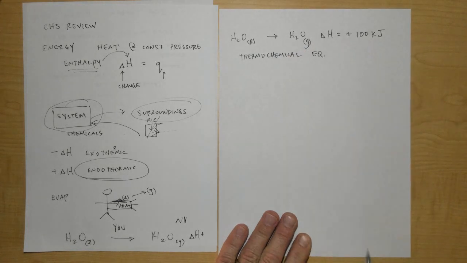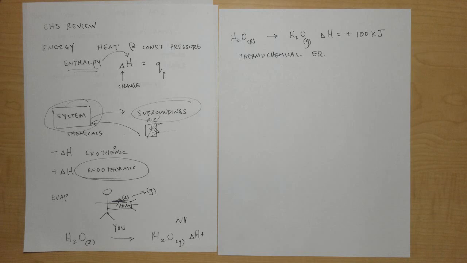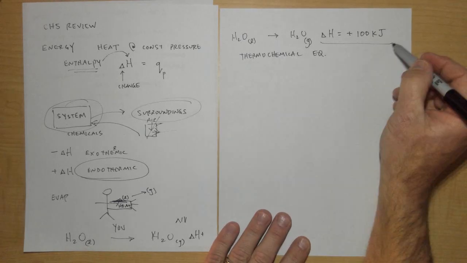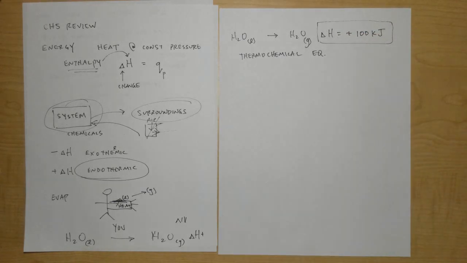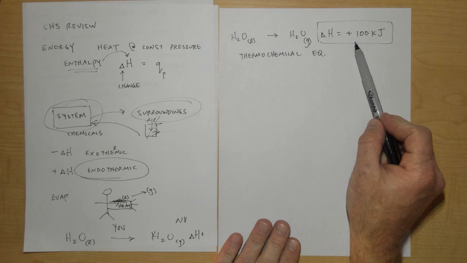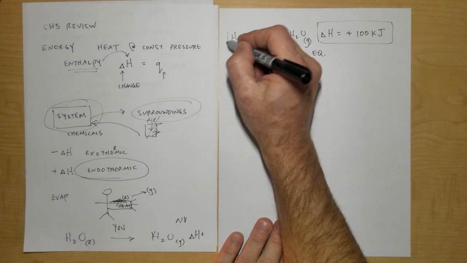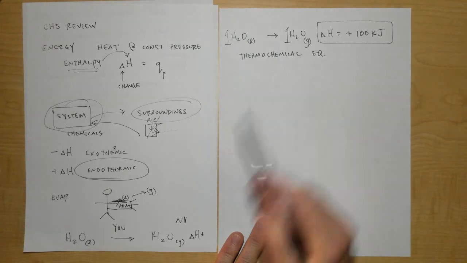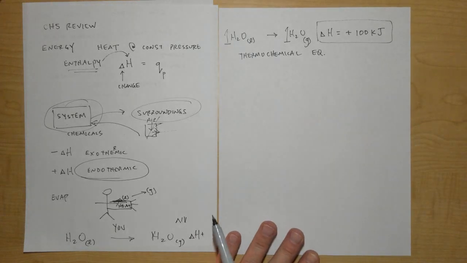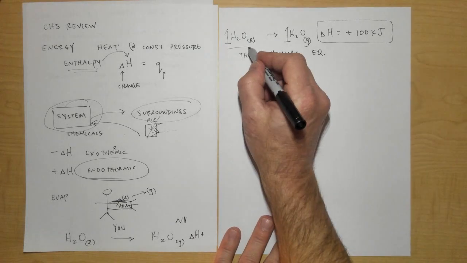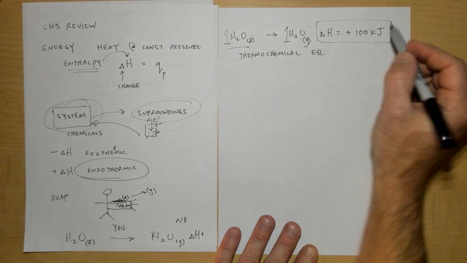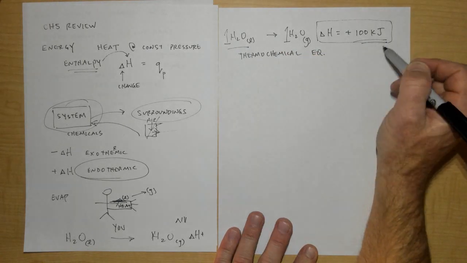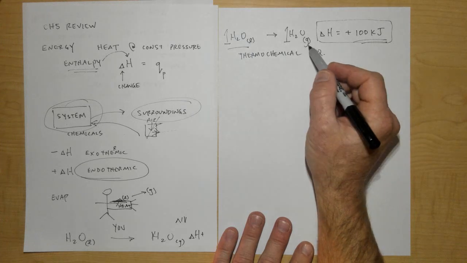And the difference between just a regular chemical equation and a thermochemical equation is this piece right here. This delta H, or triangle H, or change in enthalpy value. This can be used stoichiometrically, just like we use the 1s or the 2s or the 3s or whatever the numbers there are in front of the reactants and the products. And what this tells us is for every 1 mole of liquid water, it would take 100 kilojoules of energy to change it to a gas.